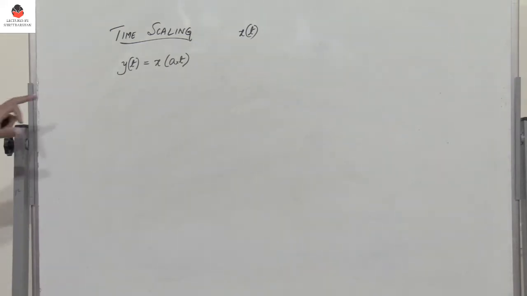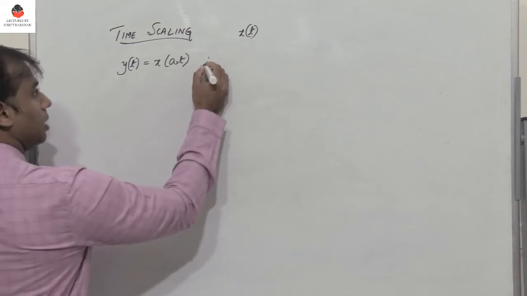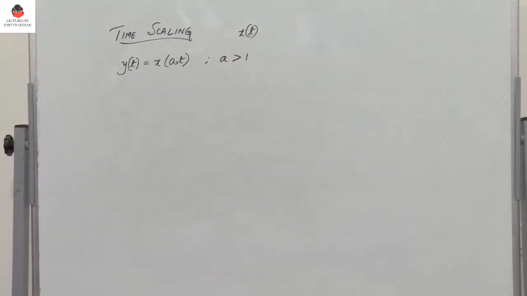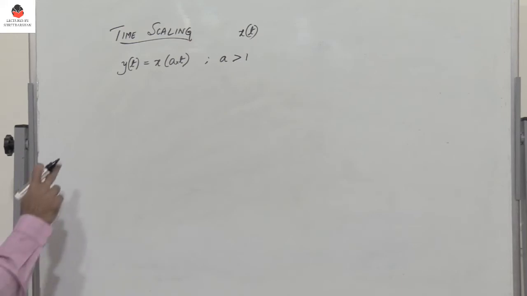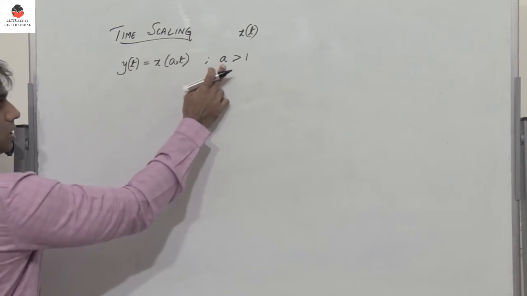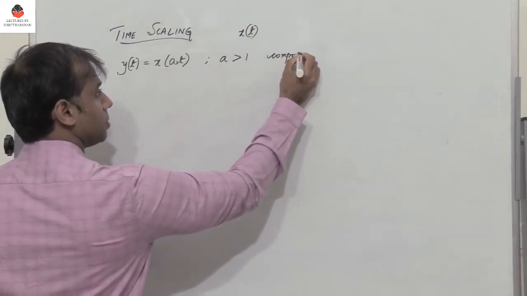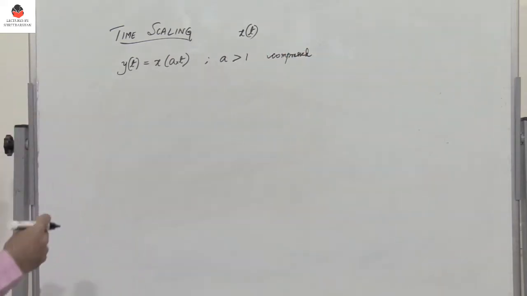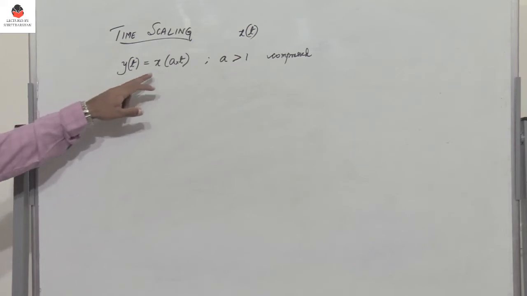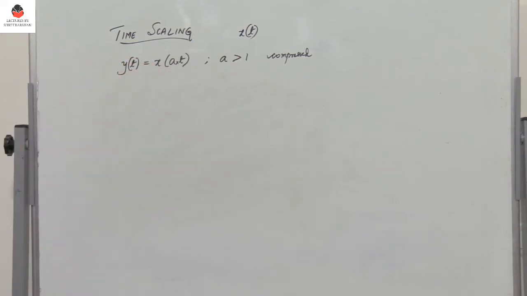Now what happens to y of t? If the value of a is greater than 1, then what happens? The given signal x of t gets compressed by a factor a. So there is compression. So if the value of a is greater than 1, then the given signal x of t gets compressed by a factor a, and that would be equal to y of t.